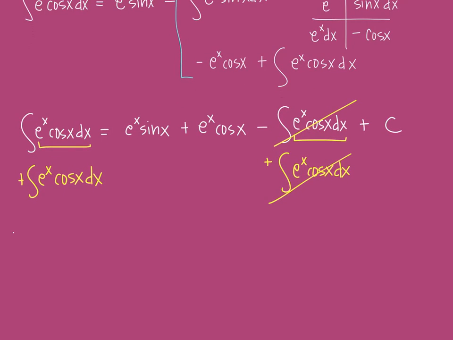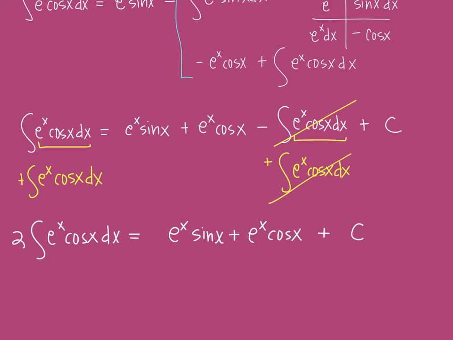And what you're left with is 2 times the integral of e to the x cos x dx being equal to e to the x sine x plus e to the x cos x plus c. So how do you solve for the original integral? Divide everything by 2. And so the answer is the whole thing over 2. Now you can write it that way, or you can leave your plus c separate, because dividing a constant by 2 is still going to be a constant, so you could write it either way.